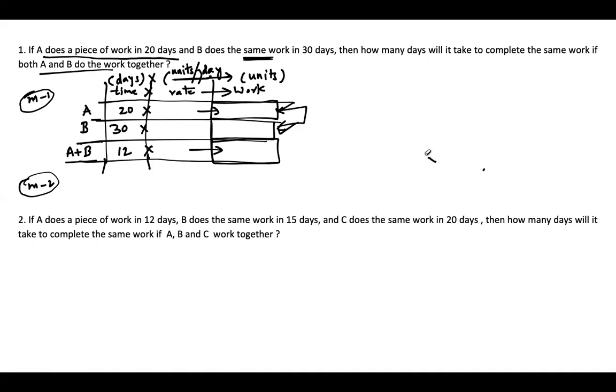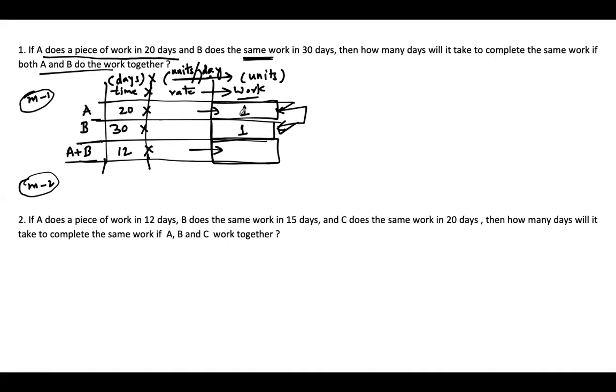So if A takes 20 days to complete a work, then in one day A would do 1 by 20th of the work. But what is the value of work that we used to assume? Common multiple of A and B? No. Anyone else? 1. Okay, this is what we used to assume.